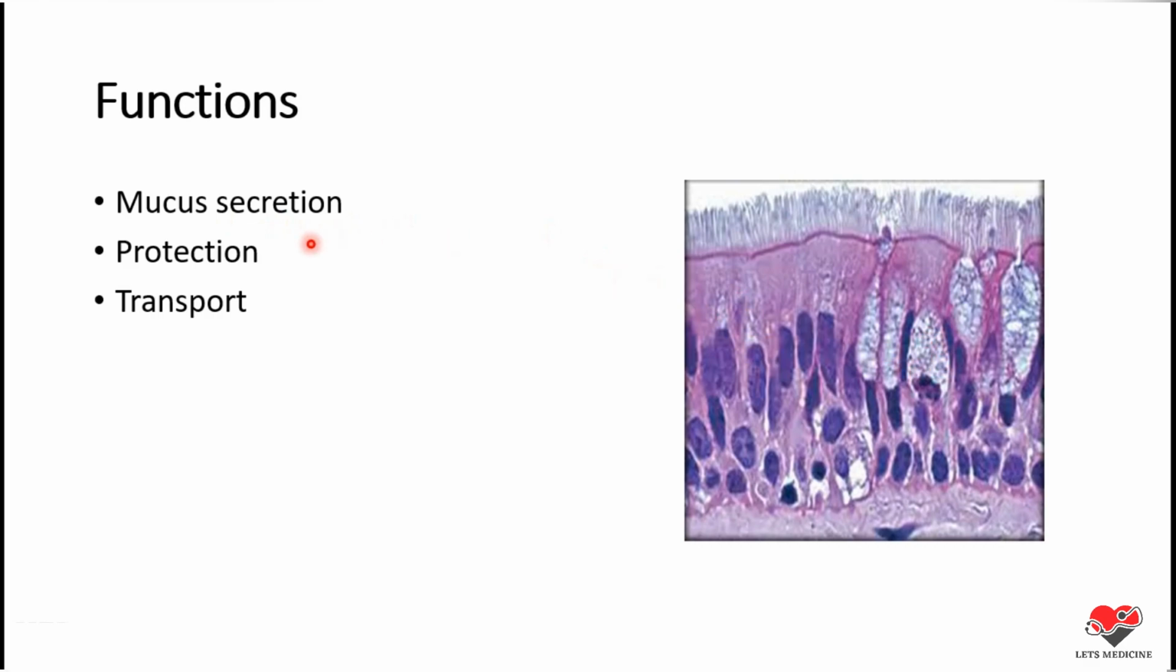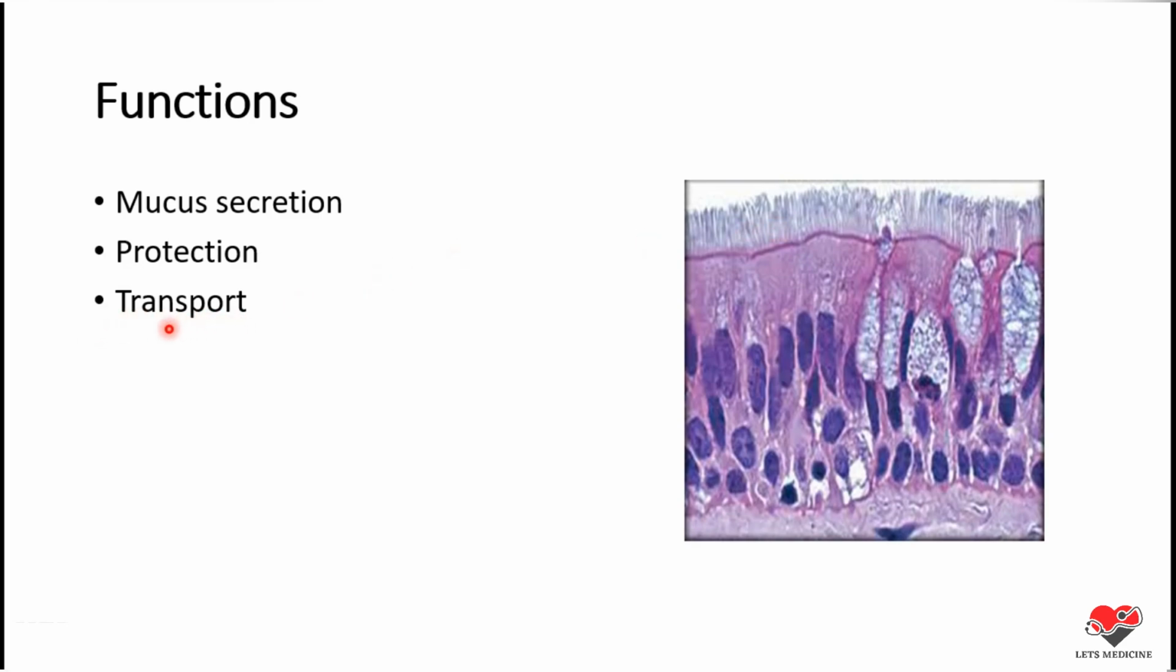Then another function is protection. How is the protection provided? This protection is a combined result of both the mucus production by these goblet cells and the cilia present on the top or luminal surface of the pseudostratified columnar epithelium. They provide protection in your respiratory tract. Any foreign object which has gained entry into the respiratory passages will be cleared away because of these cilia. So the third important function is transport.